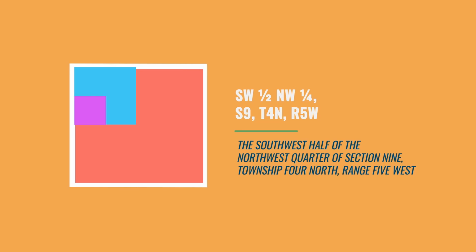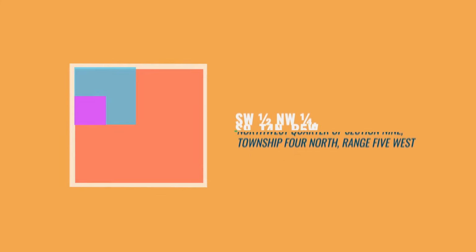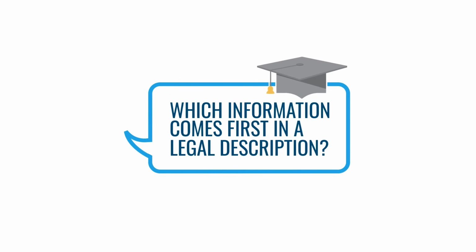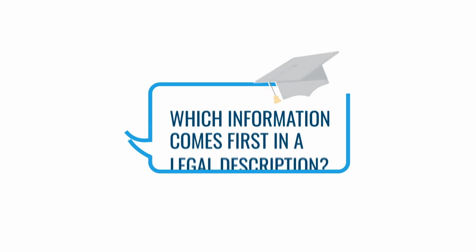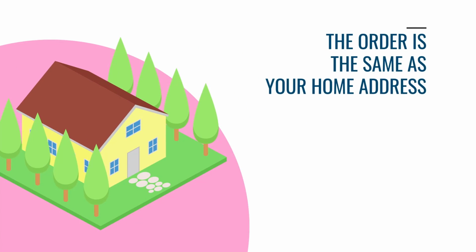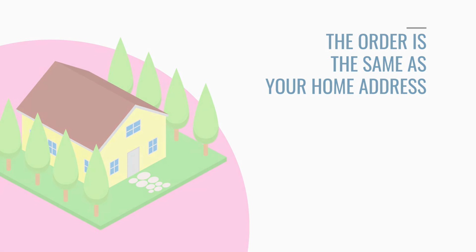Notice that when we read the description, we start with the more specific information and work up to the more general. This is actually the same as how a mailing address works. You start with someone's name, then their home address, then the city, state, and country. If you get lost trying to recall which information comes first in a legal description on your exam, remember that the order is the same as your home address. Specific information comes first, then information becomes more and more general. I hope this helps you understand how the government survey system works.